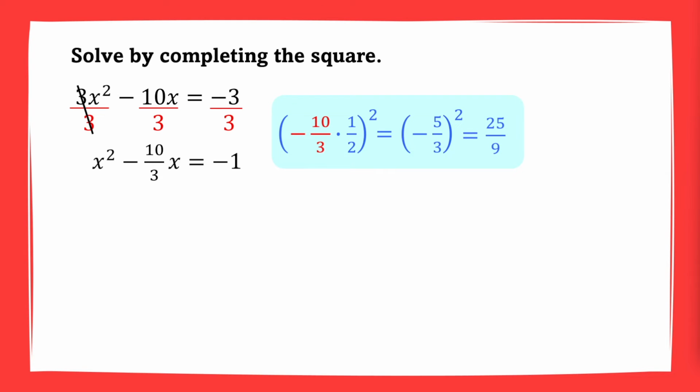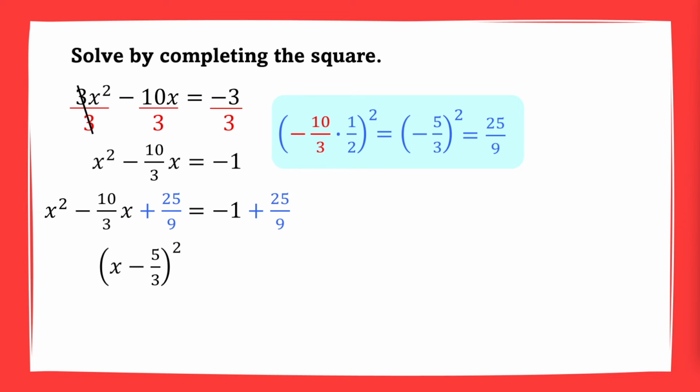Add 25/9 to both sides of the equation. This makes the left side expression a perfect square trinomial, which factors into x minus 5/3 squared. We got negative 5/3 by multiplying negative 10/3 by 1/2. On the right, we need a common denominator, which is 9. Negative 9/9 plus 25/9 equals 16/9.